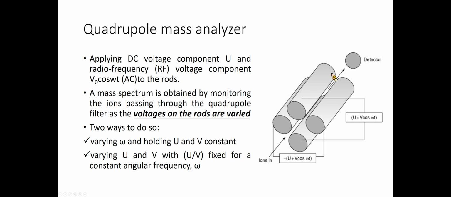Accordingly, the mass spectrum can be obtained by monitoring the ions passing through the quadrupole filter by varying the voltage on the rods, which can be achieved by varying the angular frequency omega or the voltages U and V with a fixed U/V ratio.